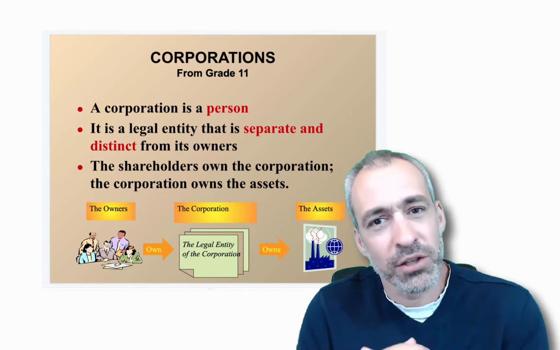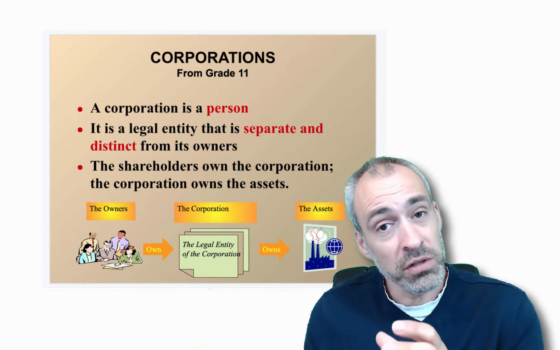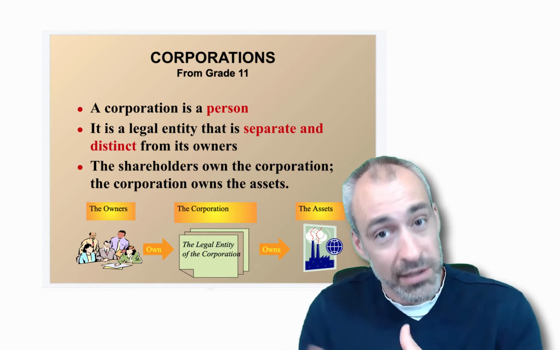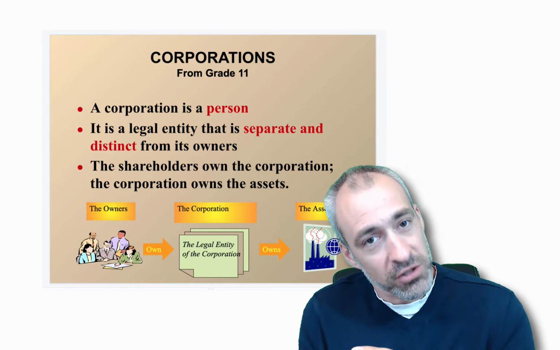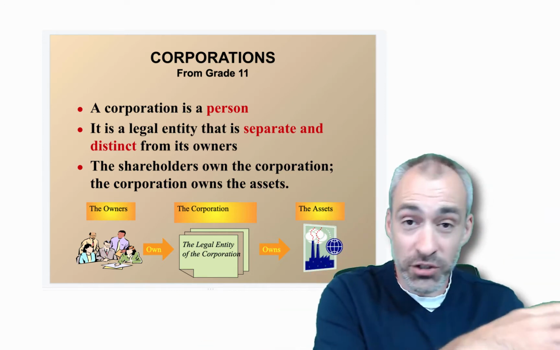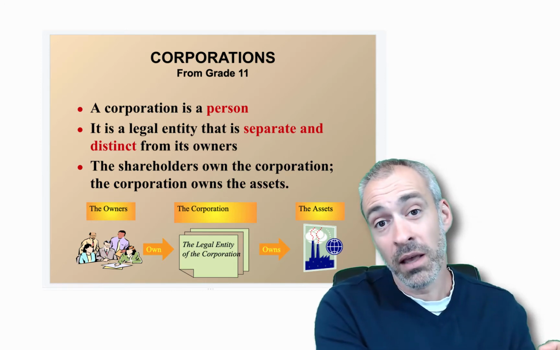But it also means there's double taxation. When the corporation earns profit from using those assets to generate revenue and make profit, it pays corporate income tax. And whenever it passes on what's left to its investors, a separate person, the investors pay tax on those dividends again.